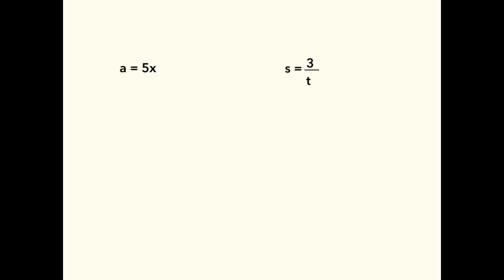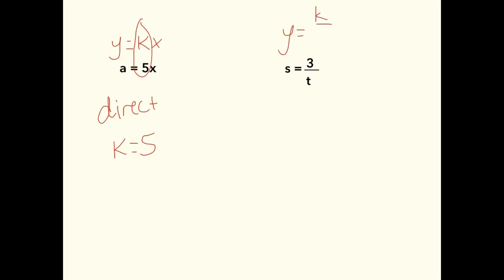Now, if you were to just look at this relationship, a equals 5x, this is a direct variation relationship. It's the same as we had on the other slide, y equals kx. Your constant is 5, and you have your y and x relationship there. If you look over here at s equals 3 divided by t, again, it looks like your inverse relationship. So this would be an inverse variation, and your constant is 3.